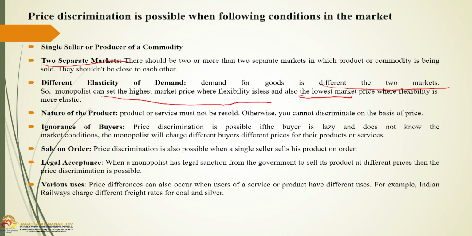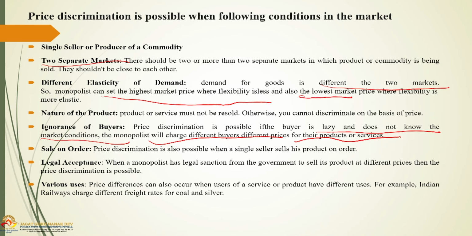Next is ignorance of the buyer. Price discrimination is possible if the buyer is lazy and does not know the market conditions. The monopolist will charge different buyers different prices for their product or services. Ignorance of the buyer plays a very important role. Few buyers are of that kind that they will go to different shops for the same product to know where they can get the same product at the lowest price. Few are like, it's okay, let's buy. Who will go to the other place? Who will check? It will waste the time, it will waste the energy. So let's buy it from here only. So in the second case, it's easier to charge different prices from the buyers.